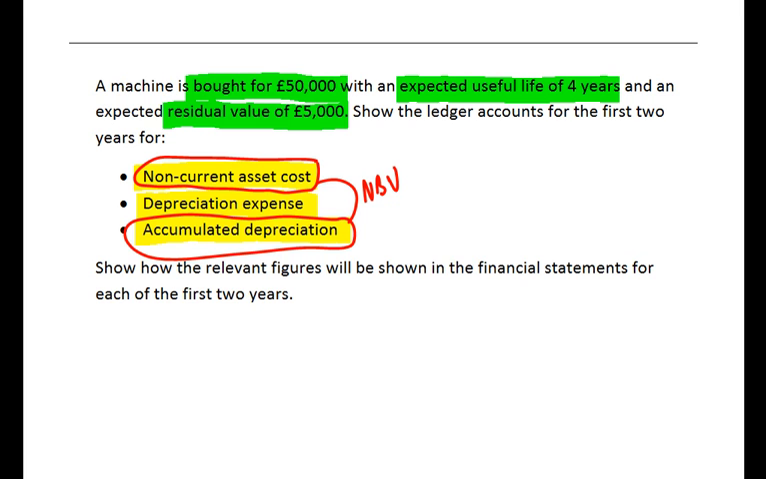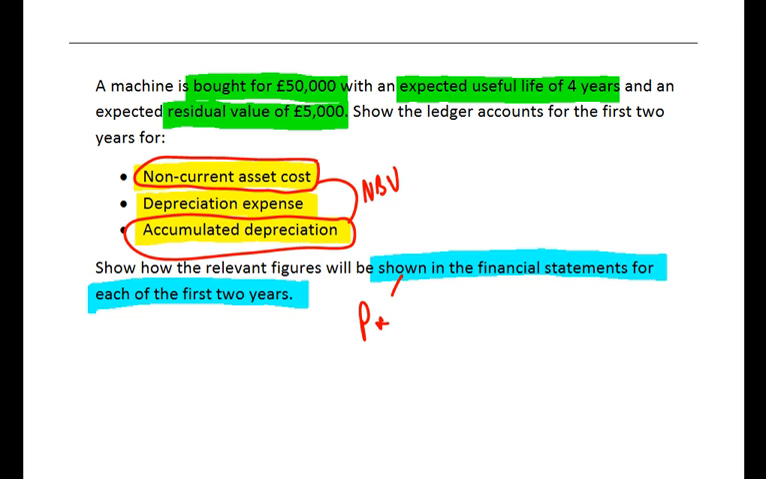So we're going to look at how the ledger accounts would work for the first 2 years, and we're going to then think about how the relevant figures will be shown in the financial statements for each of these first 2 years. So thinking about how it'll impact on the statement of profit or loss, or the P&L as it's often referred, and how it'll be affected in the statement of financial position, or the balance sheet, as people sometimes call it. So our two key financial statements, we'll think about how these numbers would be shown in our accounts at the year end.